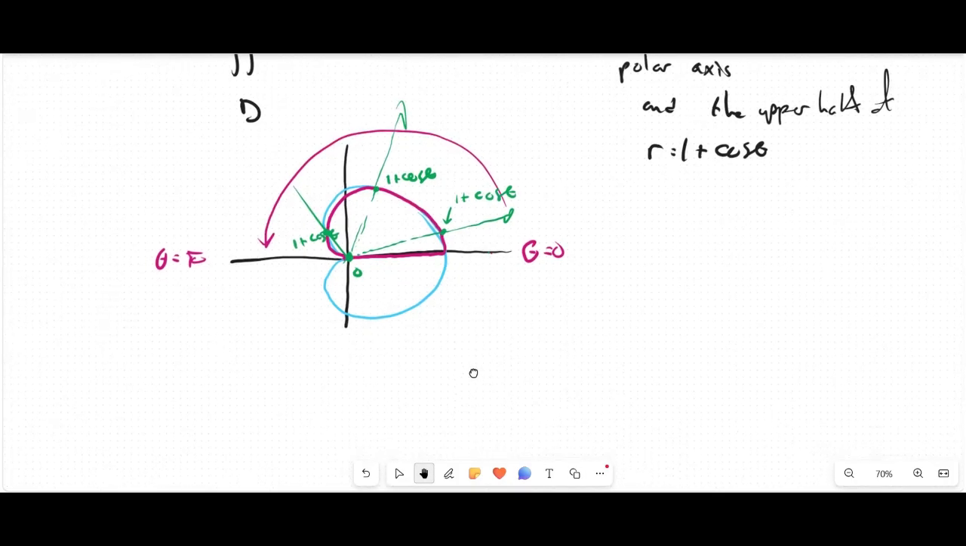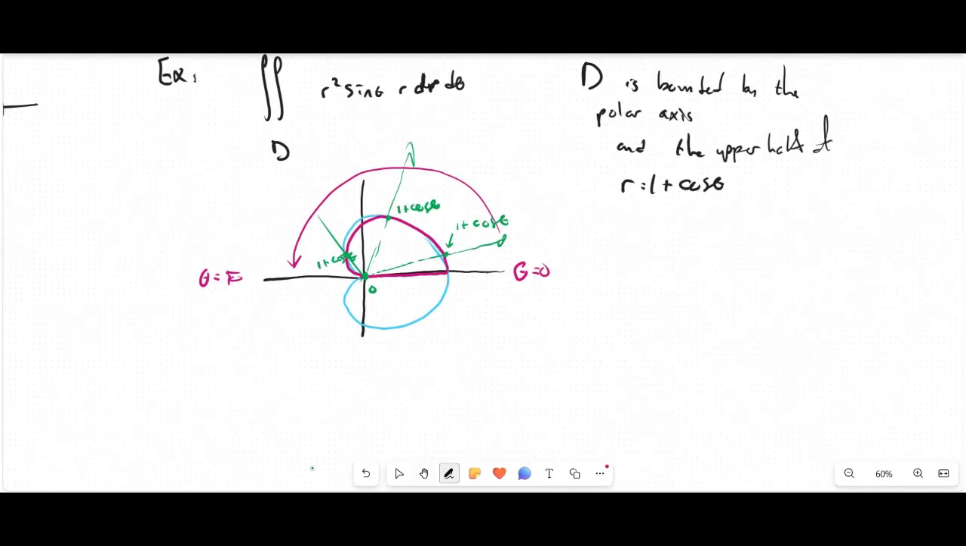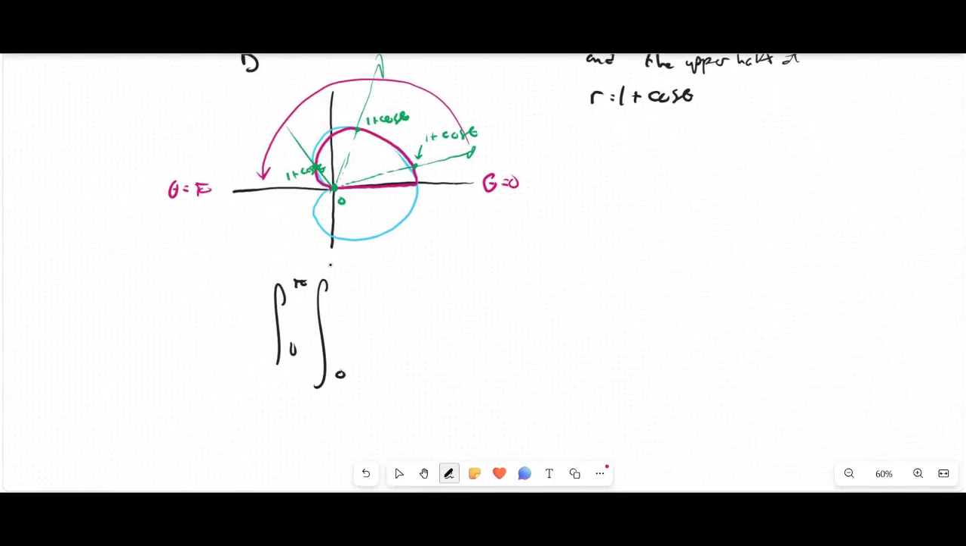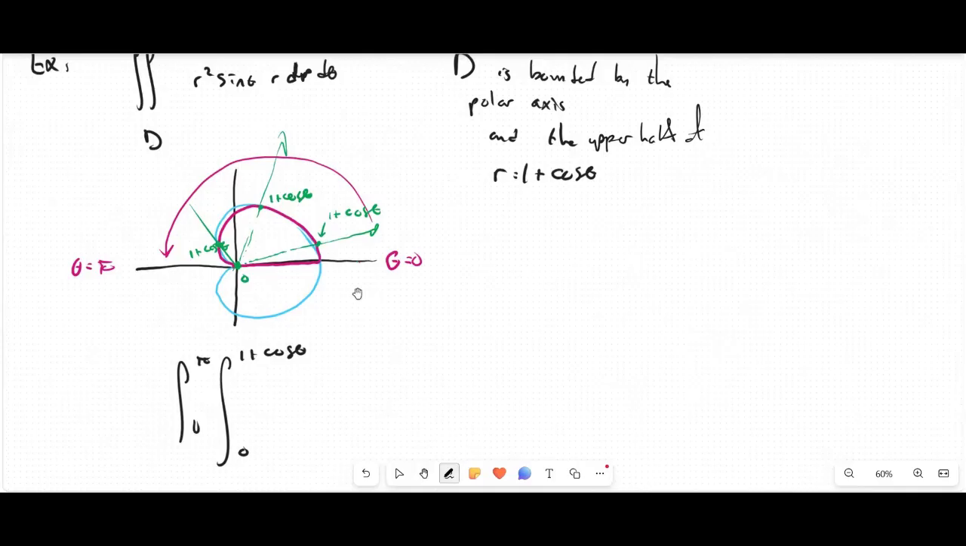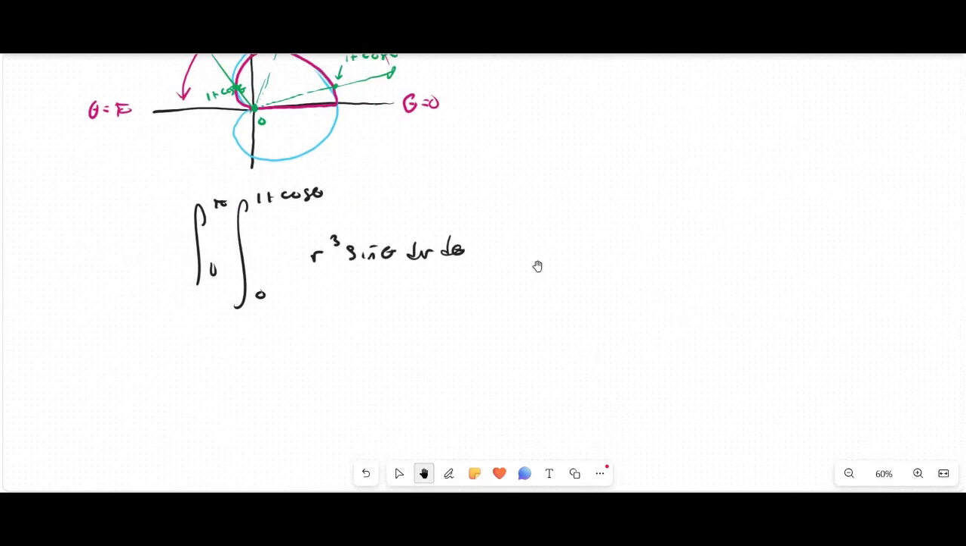Okay, so let's just try to set this integral up correctly. We're going to take theta from 0 to pi. We're going to take r from 0 to 1 plus the cosine of theta. And they already told us what they want us to integrate: r cubed sine theta, dr d theta. Now this is going to be a little bit, no, this one's not so bad.